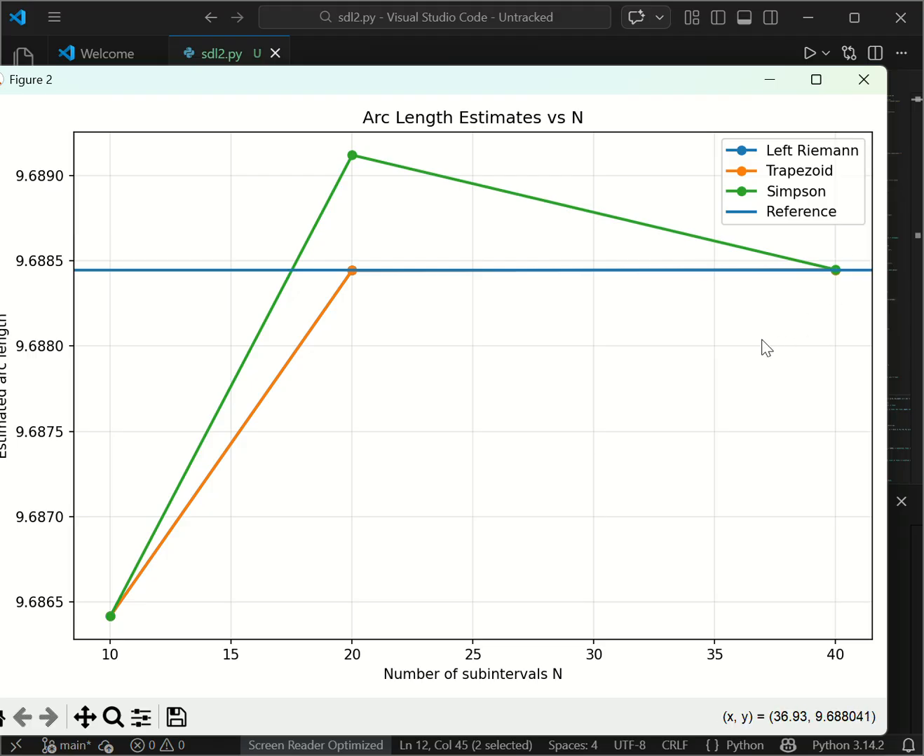Left Riemann is like measuring a curved road using straight wooden boards placed end to end. The trapezoid method improves this by adjusting each board based on both ends. Simpson's rule goes further. Instead of straight lines, it uses small curved segments, which match the shape much better. That's why Simpson's rule is more accurate in this graph.